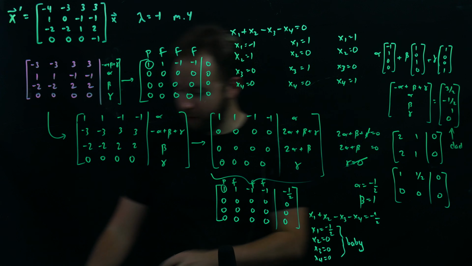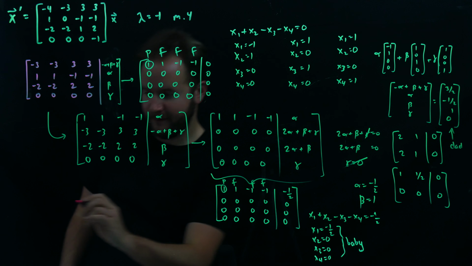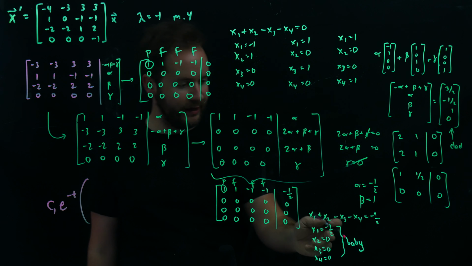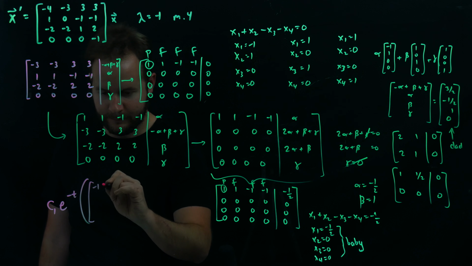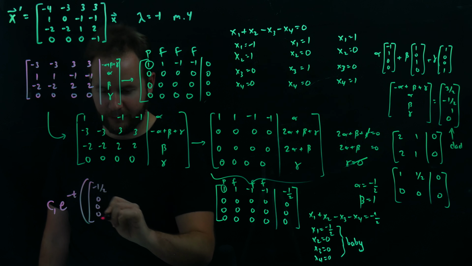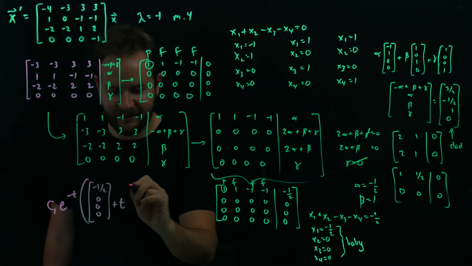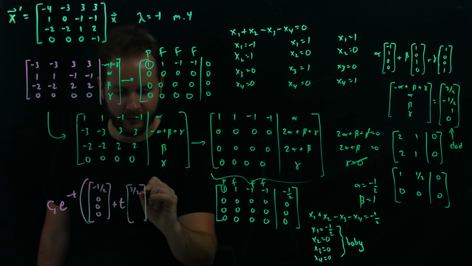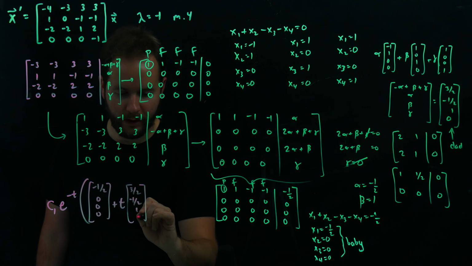I can get my solution, which looks like this. C1 e to the negative t times the baby eigenvector, negative 1 half, 0, 0, 0, plus t times the dad eigenvector. And that dad eigenvector was 3 halves, negative 1 half, 1, and 0.